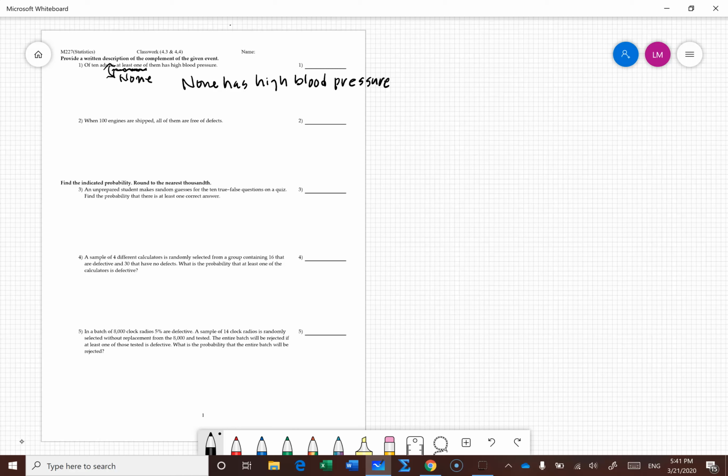Number two, when 100 engines are shipped, all of them are free of defects. So the complement of that is at least one has defects. Okay, so that is the complement.